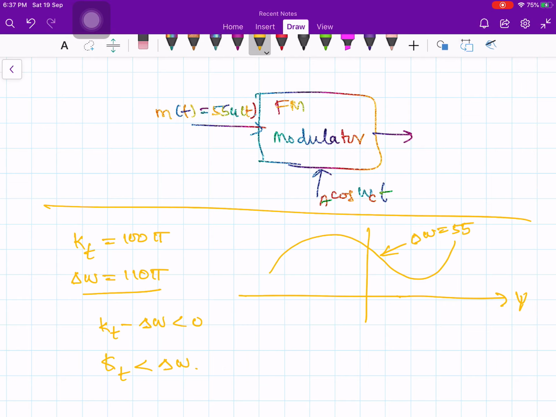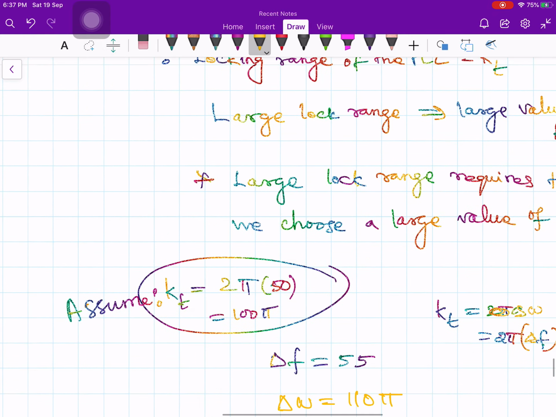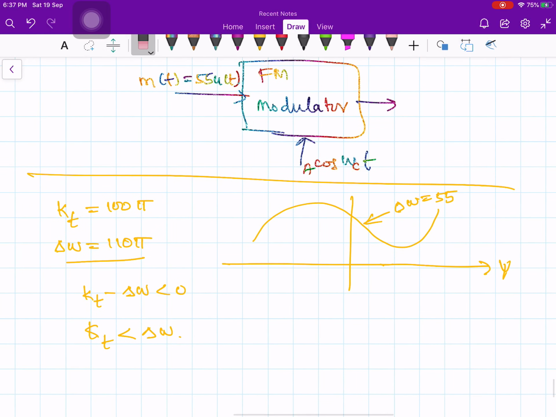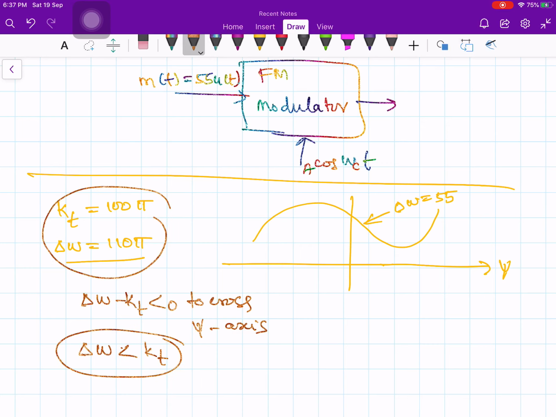Sorry, delta omega minus kt. I'm sorry, that's what I'm thinking. Delta omega minus kt must be less than 0 to cross the psi axis. That means delta omega must be less than kt. But here, what is the situation? Delta omega is greater than kt because 110 pi is greater than 100 pi. That's why.